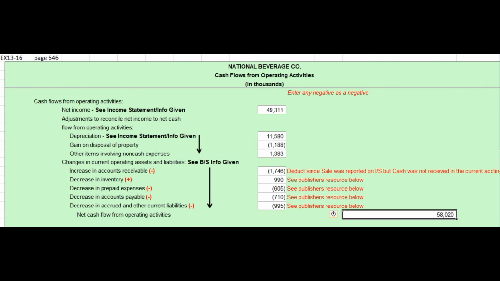Again, if we go back to the publisher's information, just showing you some of the decreases and increases in assets. This was also shown in the previous clip, but just to show you how to interpret some of this, and this is something that you're just going to have to practice.